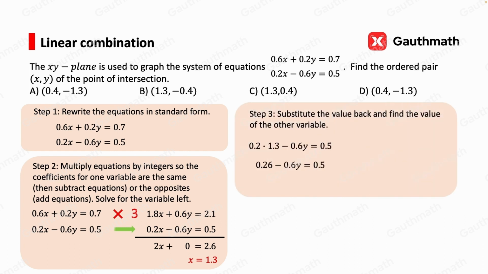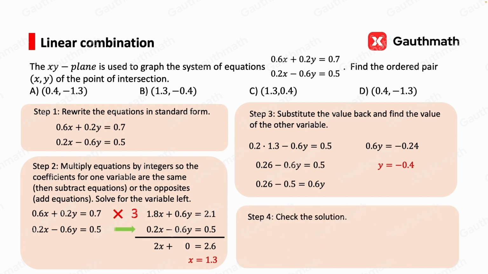And then step 3, substitute the value back and find the value of the other variable. We know x now, so we substitute back into any equation, and here we choose the second equation, and we solve for y, and y equals negative 0.4. And then step 4, don't forget to double check. Check the solutions, substitute 1.3 for x and negative 0.4 for y in the original equations, and they make both equations true. So that means 1.3 and negative 0.4 is the correct answer, B.